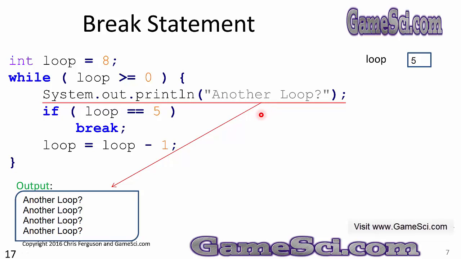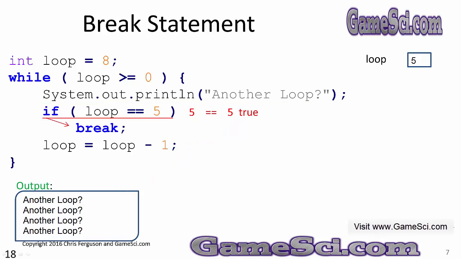System.out.println for a fourth time puts a fourth output to the console. We then hit the if statement and ask, is loop equal to 5? Well, we have a new value in loop. It's 5. 5 equal to 5 is a true statement. As a true statement, we're going to go inside the if and execute this break right here.